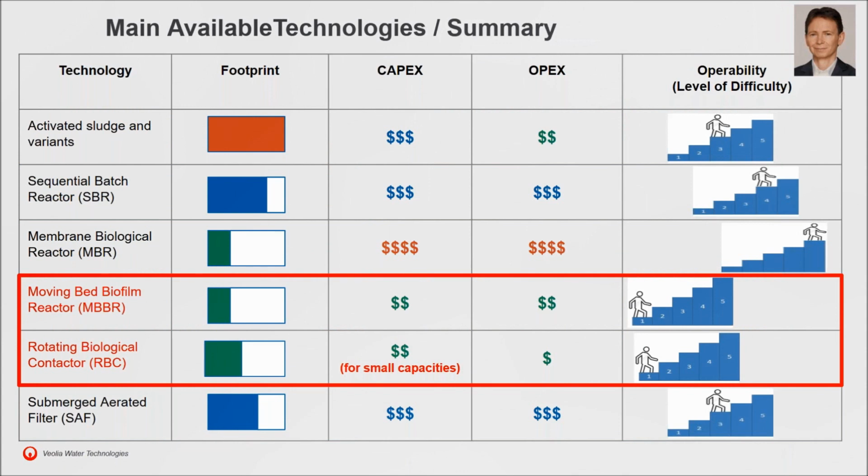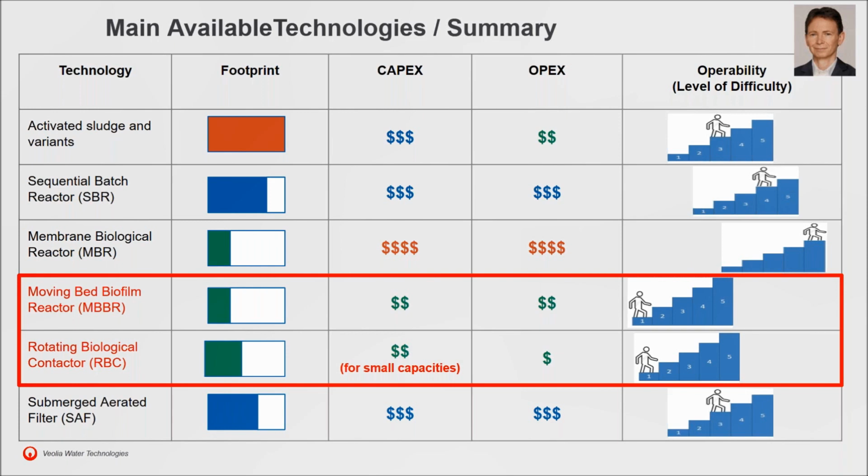Stefan. Thank you, Ashok. I will now summarize the advantages and disadvantages that we have just seen in terms of footprint, CapEx, OpEx, and operability for the different technologies. Let's start with the footprint. Footprint is not only important because of the required space, but because it has a direct impact on the CapEx. Small STPs usually consist of steel tanks, which are one of the main costs. So a small footprint will also reduce the CapEx.